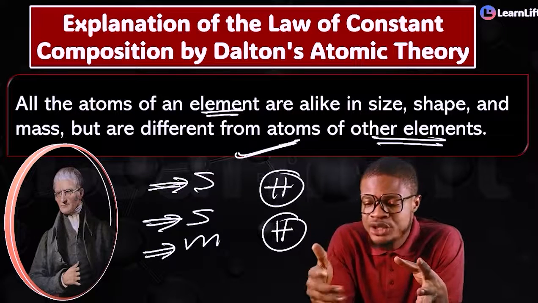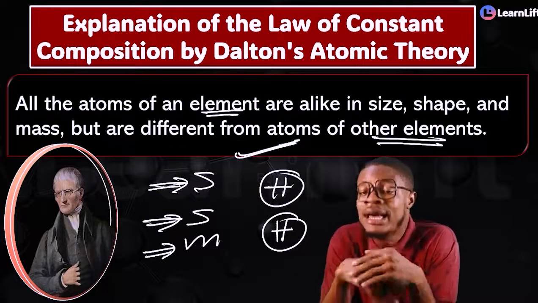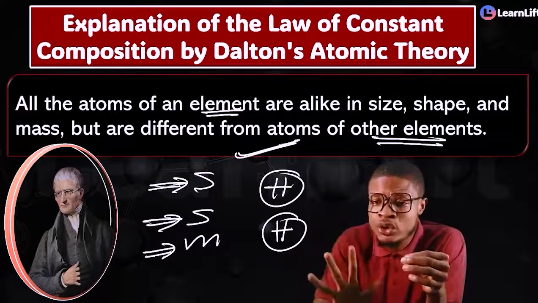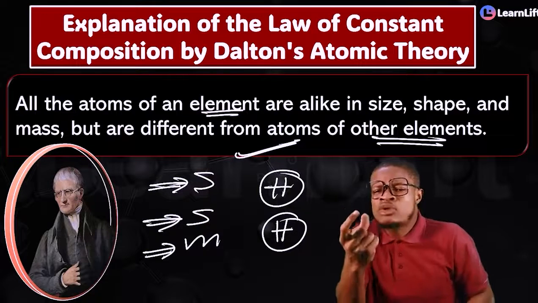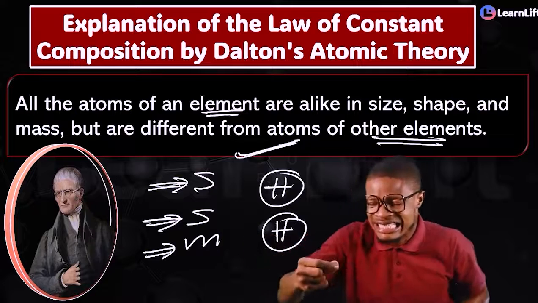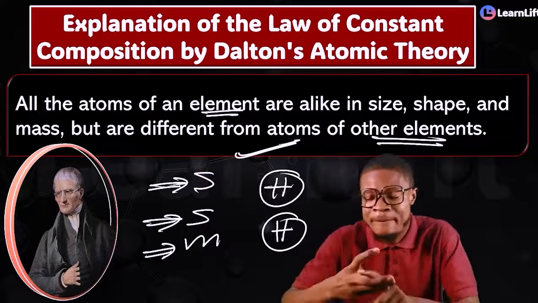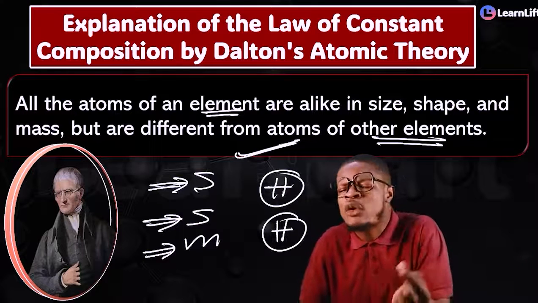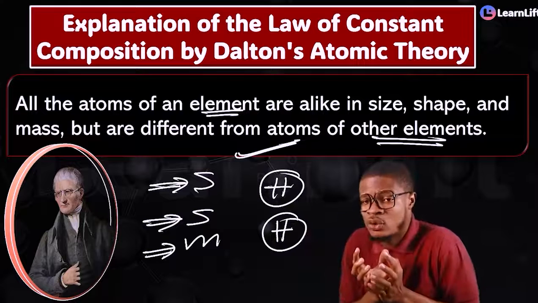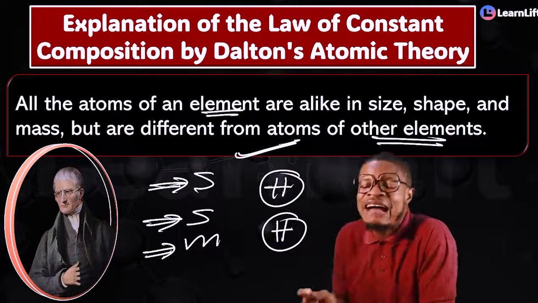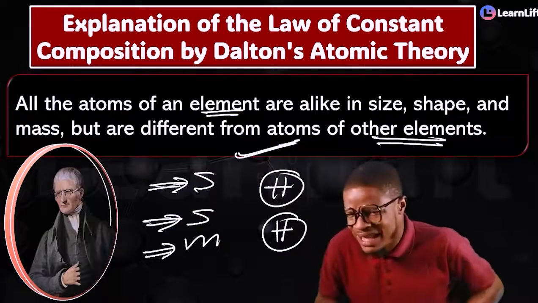In John Dalton's atomic theory, as we move down in the series of classes, you are going to see Dalton's atomic theory very quickly. John Dalton gave 5 postulates in his atomic theory. And one of the postulates is where he said that all atoms of an element are alike in size, they are alike in shape, and they are alike in mass, but differ from atoms of every other element. You see this statement that Dalton gave. This is the statement that validates or supports the law of constant composition by mass.